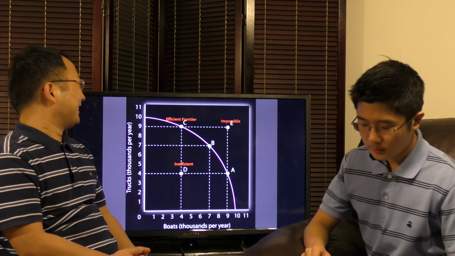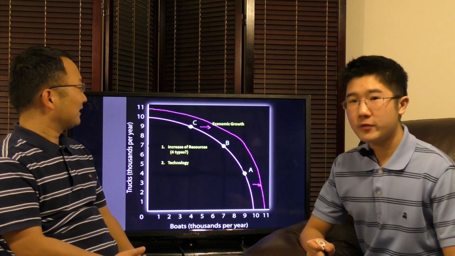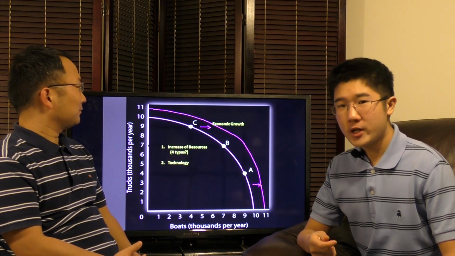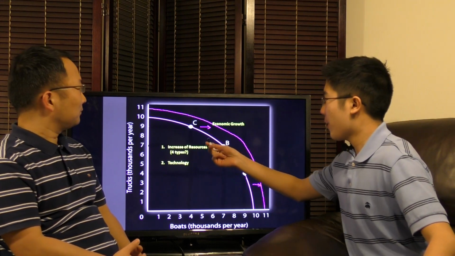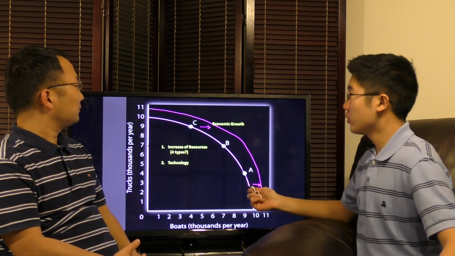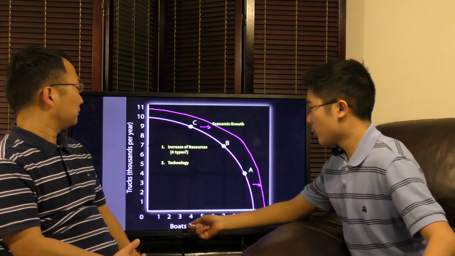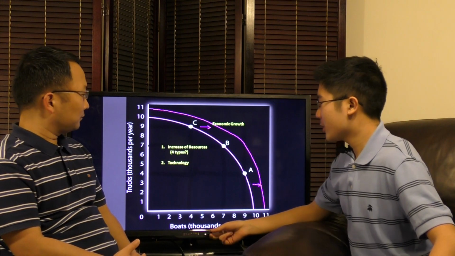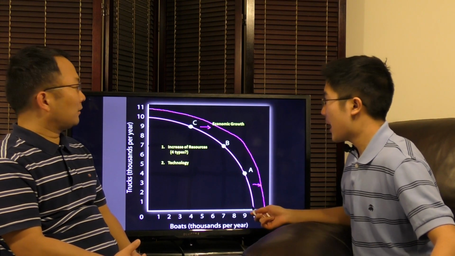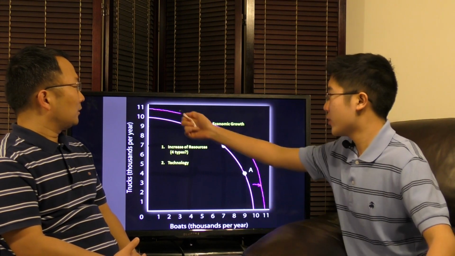Which leads us to another topic: economic growth. Economic growth is basically when your PPC expands outward. For instance, we can see that at our new PPC, the outer purple line, at 0 boat production, we can produce more trucks, 11 trucks. At 0 truck production, we can produce more boats, 11 boats. And we can produce a larger combination of the two at any point in between.